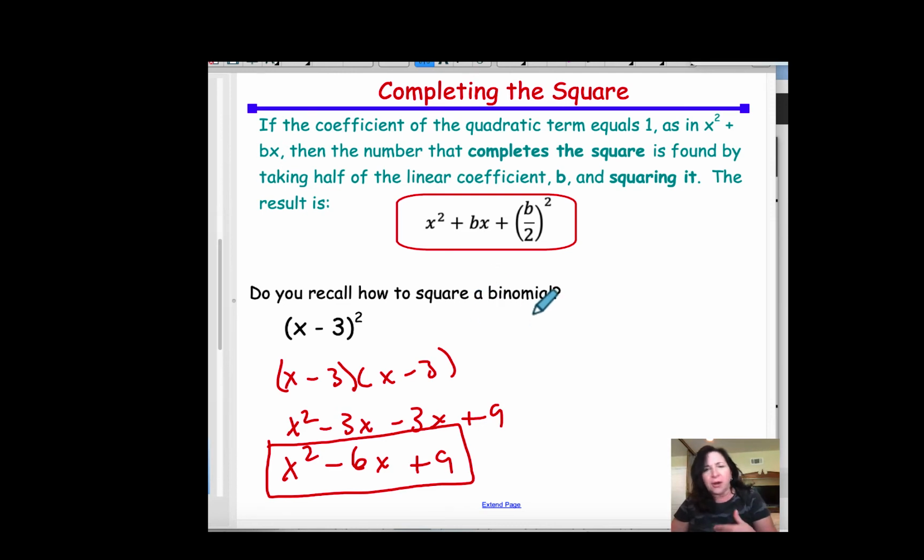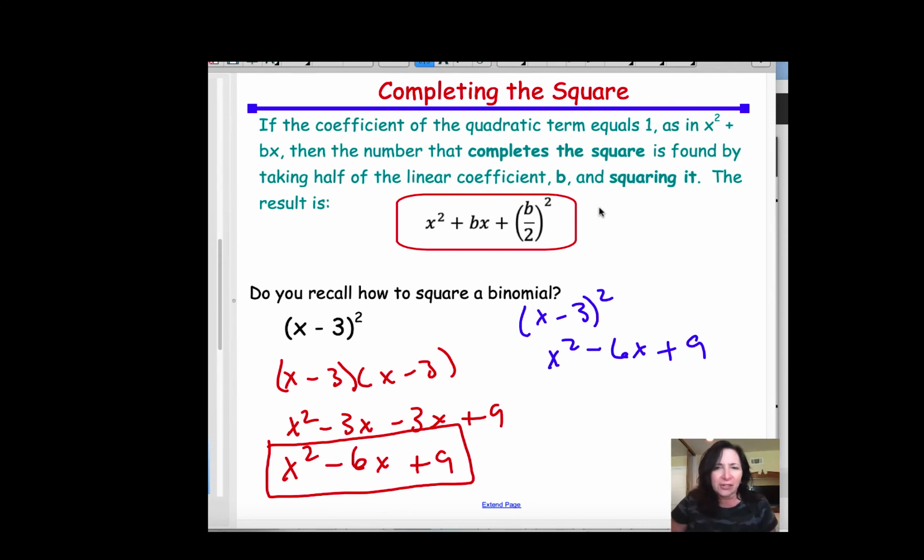This is how I'd square. If I was squaring this, however, x minus 3 quantity squared, I would square the first term, x squared. Square the last term, plus 9. Multiply these two together. So negative 3 times x is negative 3x, and then double that is negative 6x. So you save two-ish steps, okay?